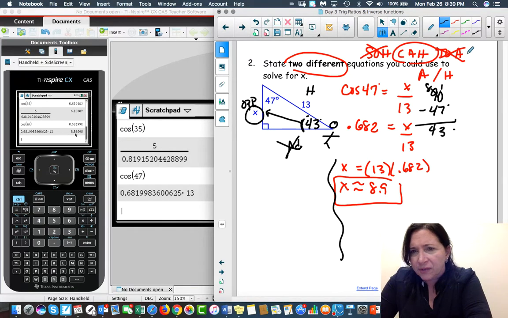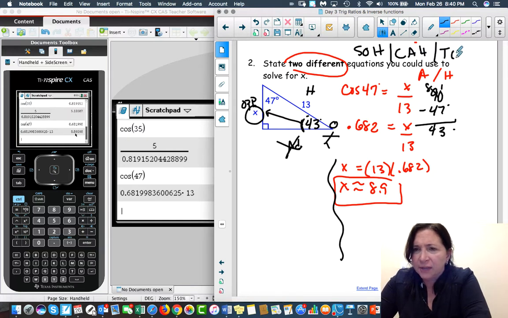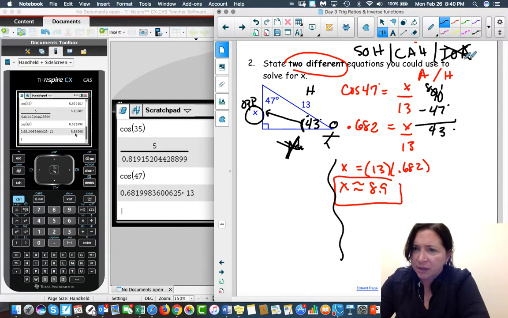So which one of these is going to use the opposite side? Is it going to be sine, cosine, or tangent? So again, I'm going to rewrite this. We've got sine is opposite over hypotenuse. Cosine is adjacent over hypotenuse, and tangent is opposite over adjacent. So because I'm not trying to find the adjacent side, nor do I have it, I'm not going to use tangent because that uses the adjacent side. And I'm not going to use cosine because that also uses the adjacent side. So I have to use sine.